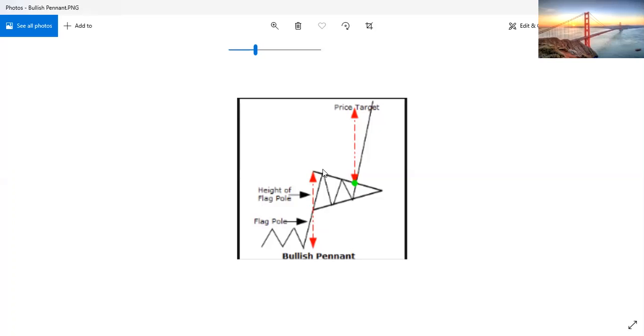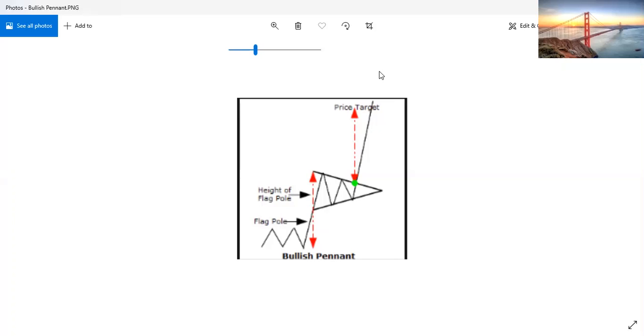a bullish pennant is a continuation pattern, meaning price has already moved in one direction and it's now in a second consolidation, and we can predict based on its past movement that it's going to do the exact same thing. So, for example, we've seen an uptrend push, price has consolidated, and we can predict that we're going to see a second price push again.